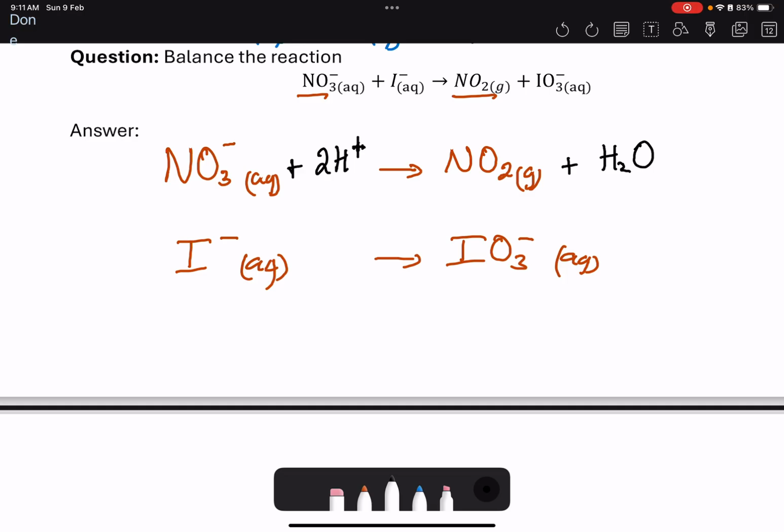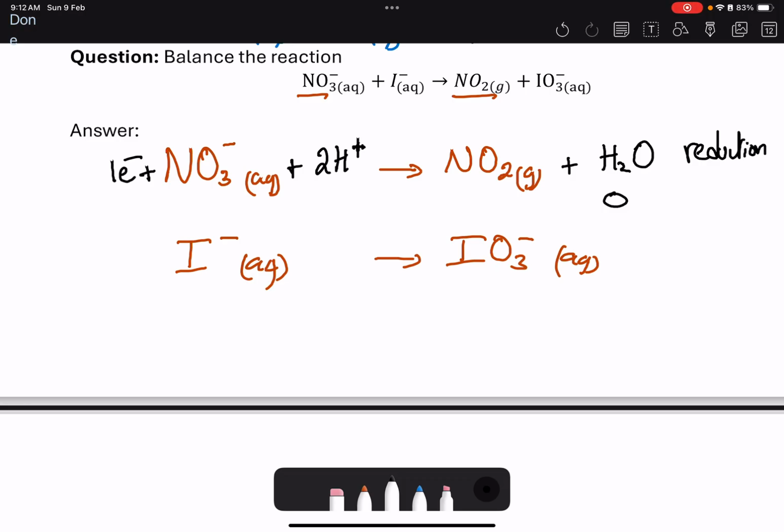Now I reach the part where I balance charges. Obviously, on this side, there are no charges. So the charge is 0. And on this side, I have 2 plus and 1 minus. So that is 1 plus. So 1 plus, I want to drop it to 0. What do I do? I simply add 1 electron. And that's it. I finished balancing the first reduction half equation.